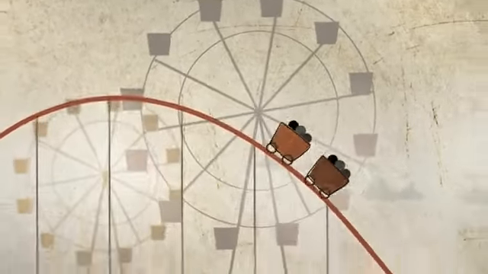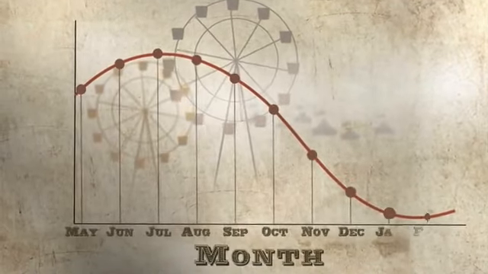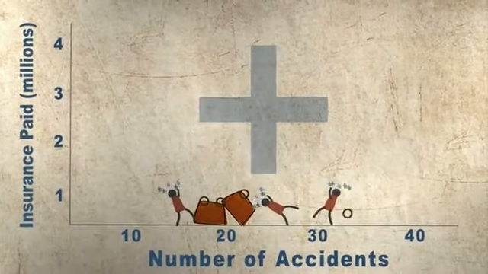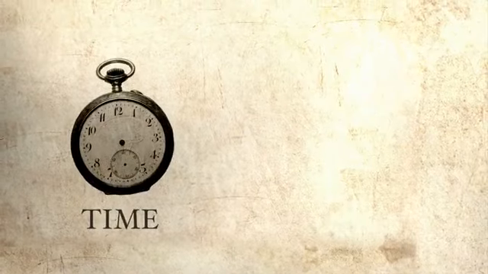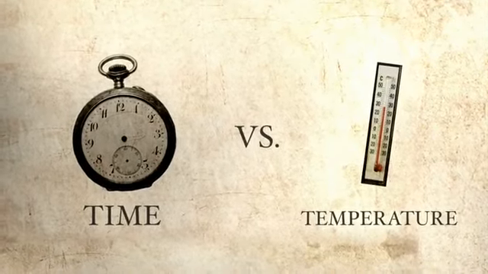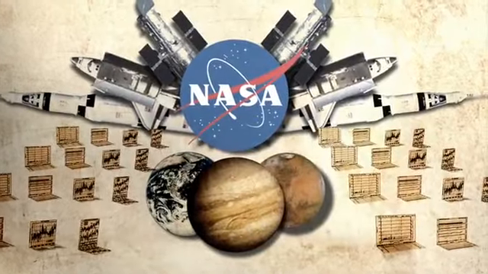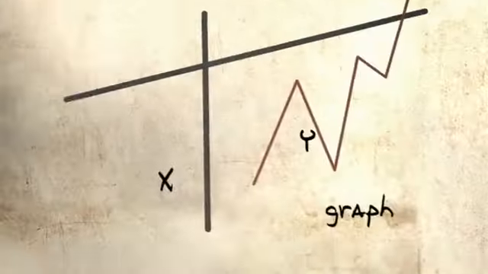Graphs are used every day to see relationships. Everything from ticket sales to insurance claims. If you want to see how one thing relates to another, you can probably use a graph. And believe it or not, NASA has graphs for just about everything. So what's the big secret? Let's start from the beginning.